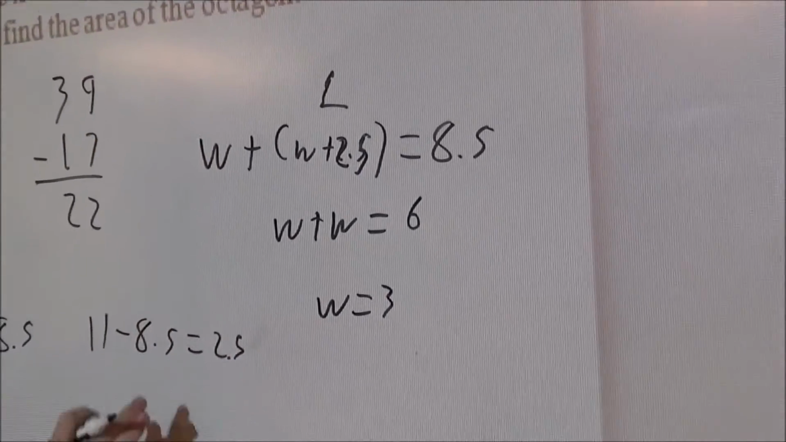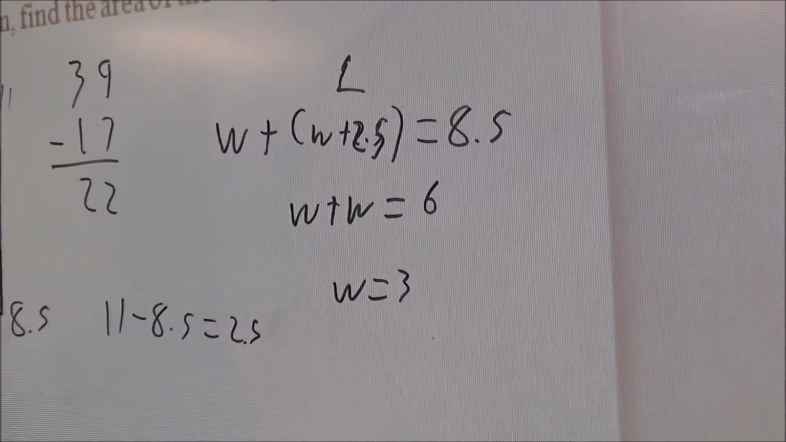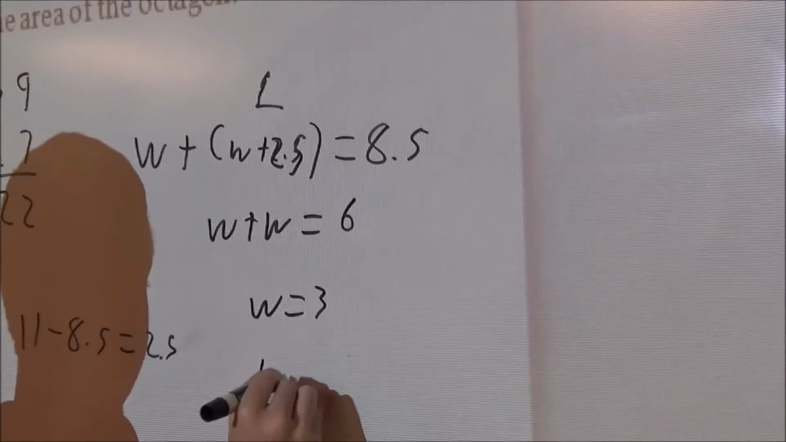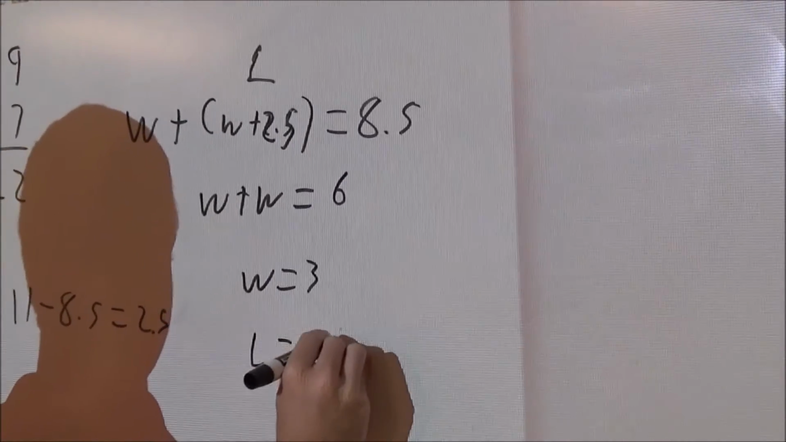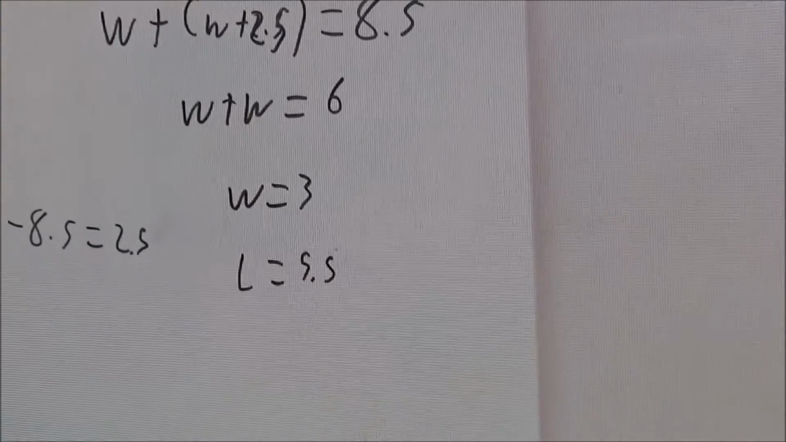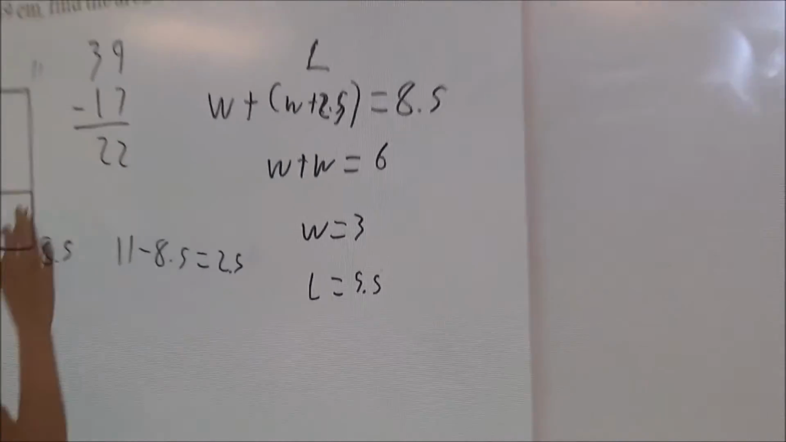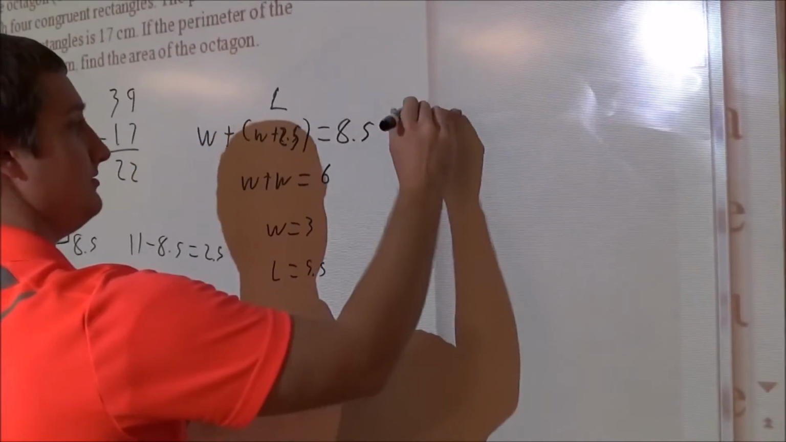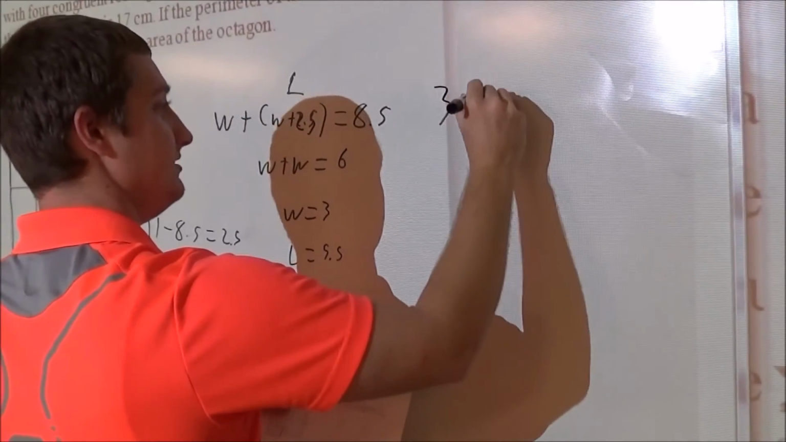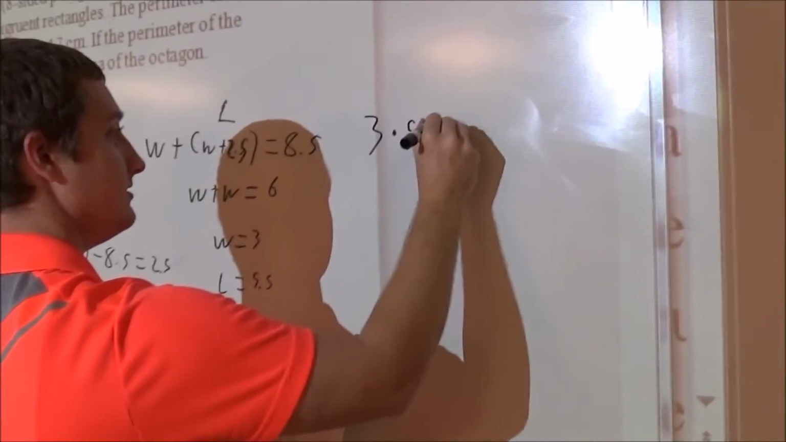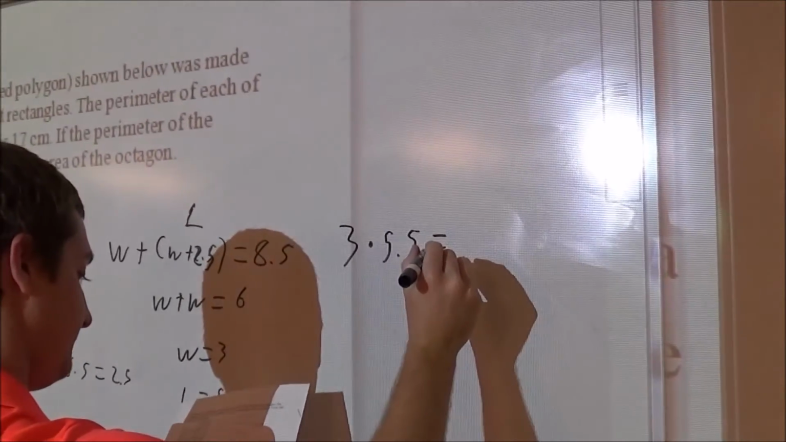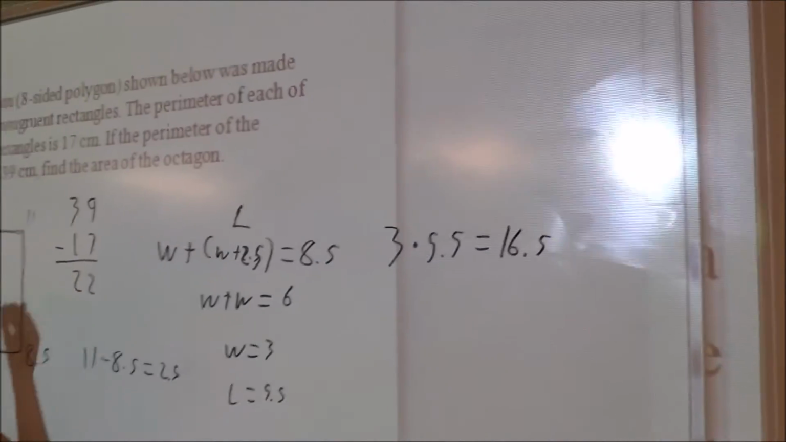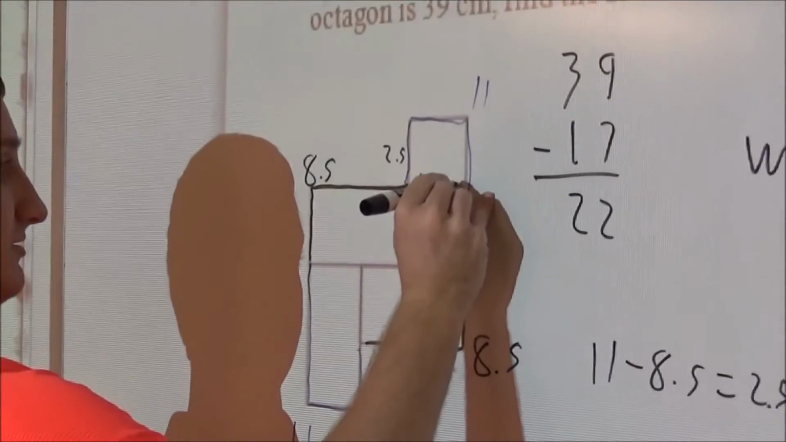Now from here we know that the difference between the length and the width is back to here, our 2.5. So if we take our width and we add 2.5, that'll give us the length. So length is equal to 5.5. Now that we have this, we can find the area of each of these 4 rectangles. So for one rectangle, we will do 3 multiplied by 5.5, which is equal to 16.5. So we know that the area here is 16.5.